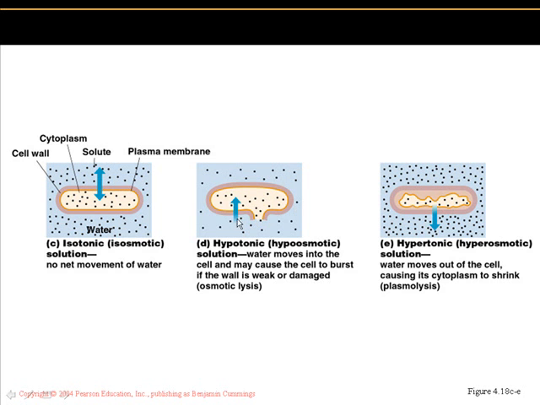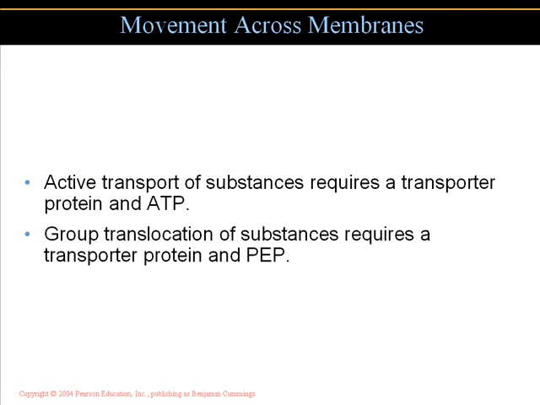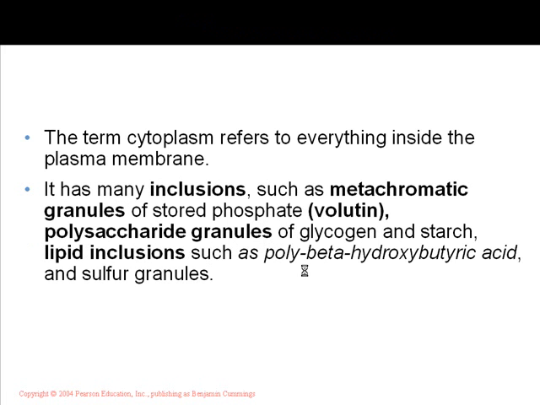Now the risk in the hypotonic solution that I should have mentioned is that water, as it rushes into the cell, puts an enormous strain on the plasma membrane and would rupture the cell, causing osmotic lysis. So hypotonic solutions in some circumstances can destroy bacteria as well. Movement across the membrane. Active transport of substances requires a transporter protein, as shown to you in a previous illustration, and it requires energy in the form of ATP. Group translocation. Substances require a transporter protein to be effective.